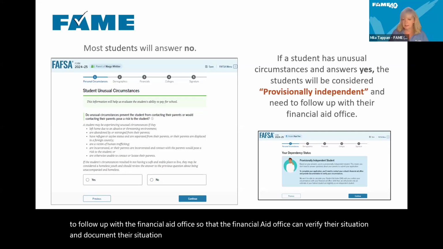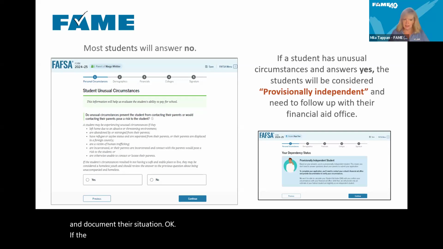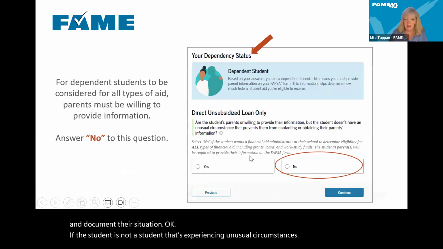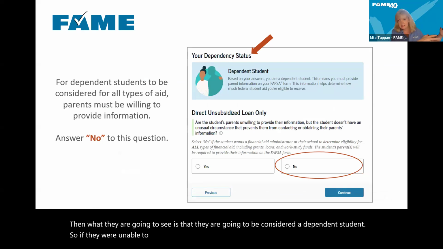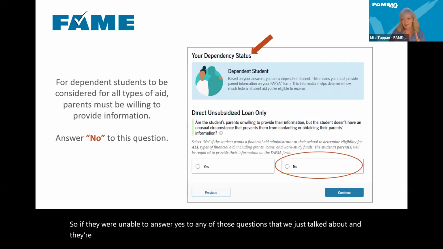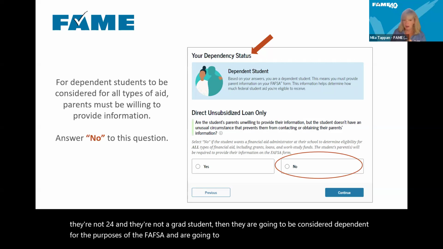If the student is not a student that's experiencing unusual circumstances, then what they are going to see is that they are going to be considered a dependent student. So if they were unable to answer yes to any of those questions that we just talked about, and they're not 24 and they're not a grad student, then they are going to be considered dependent for the purposes of the FAFSA and are going to be required to provide parent information.